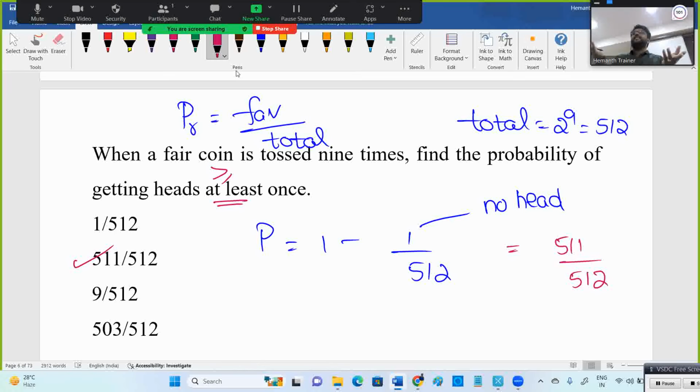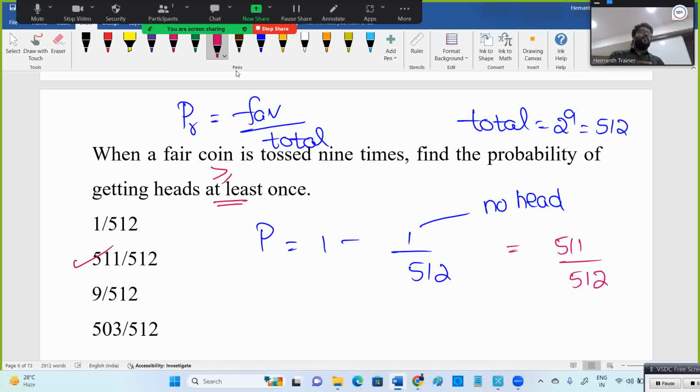Probability to get 2 heads is 9C2. Among those 9 slots, 2 should be occupied by heads. It can be first 2, it can be second and third, it can be 3 and 4, it can be 1 and 9. It need not be consecutive. It can be any place, right? So those all you need to calculate. Then finally you'll get 511.